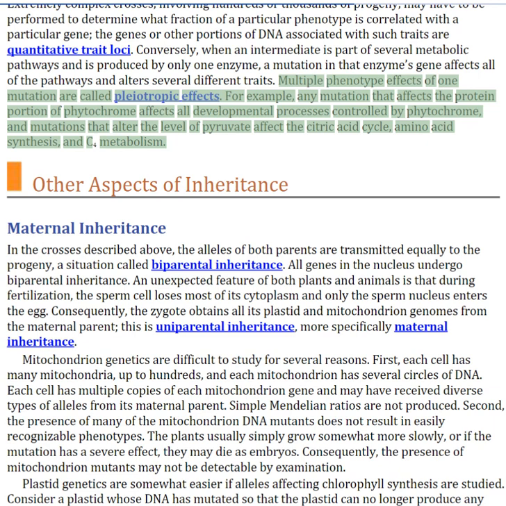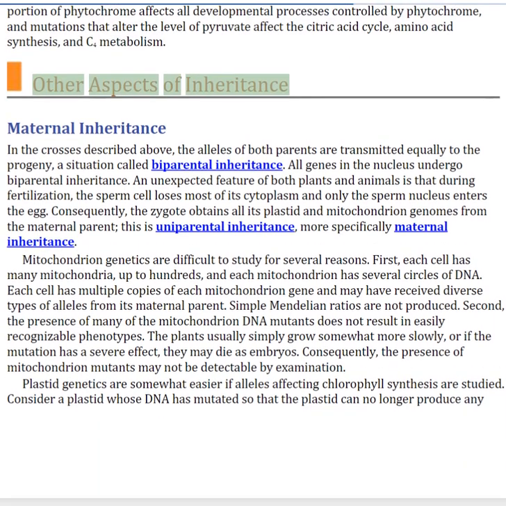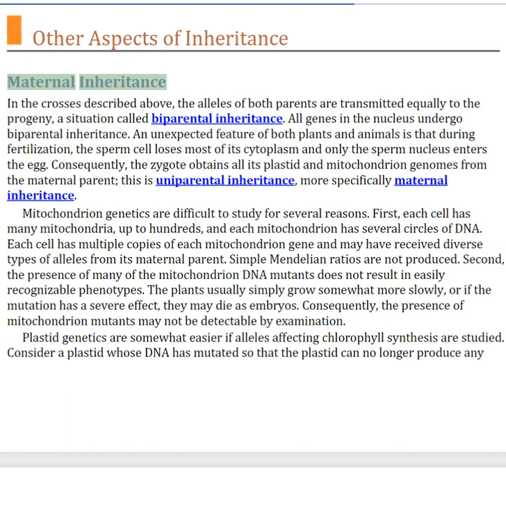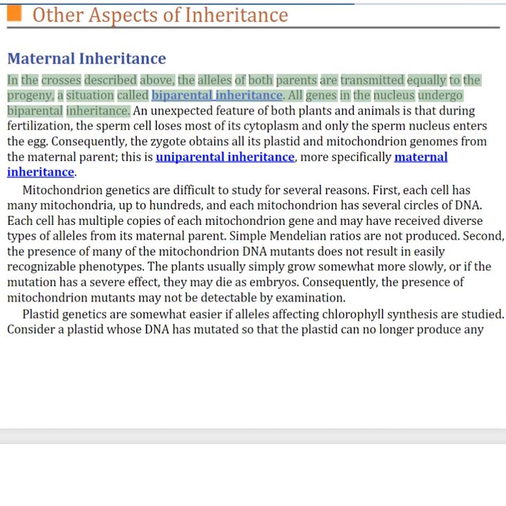For example, any mutation that affects the protein portion of phytochrome affects all developmental processes controlled by phytochrome, and mutations that alter the level of pyruvate affect the citric acid cycle, amino acid synthesis, and C4 metabolism. Other aspects of inheritance. Maternal inheritance. In the crosses described above, the alleles of both parents are transmitted equally to the progeny, a situation called biparental inheritance. All genes in the nucleus undergo biparental inheritance.